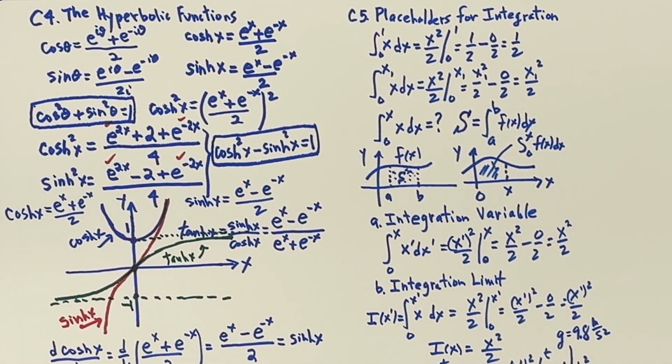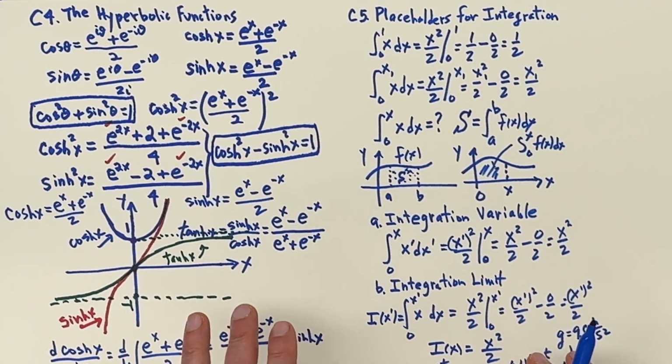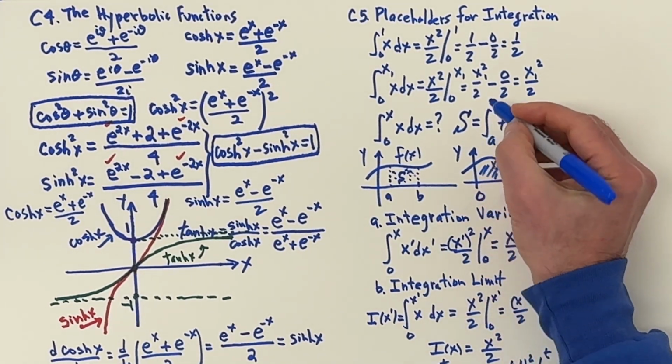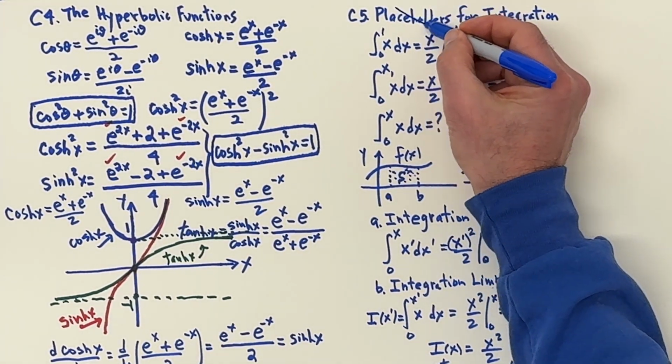You can consider that it's understood that you could always do the integration variable or the integration limit idea, and in a sense cleaned it up a little bit. But here, I'm not going to do that. So we're not going to use placeholders.